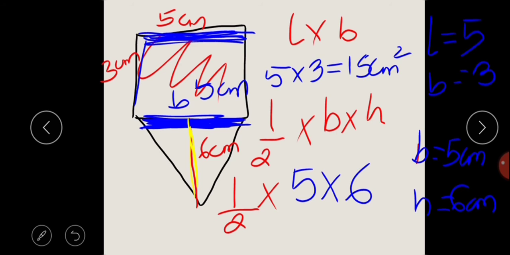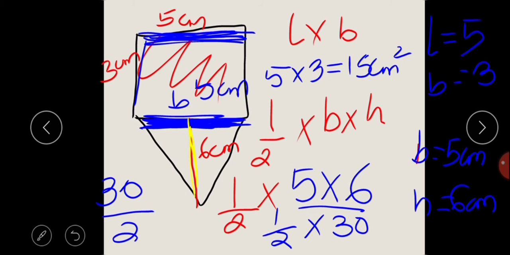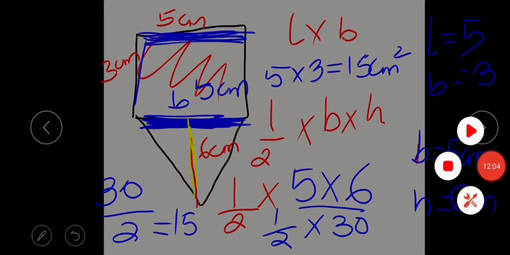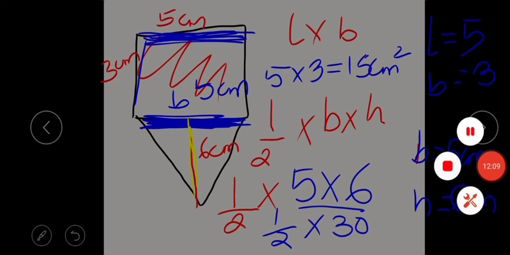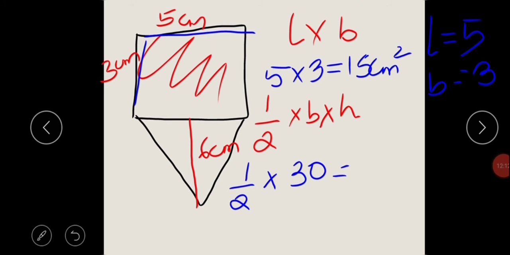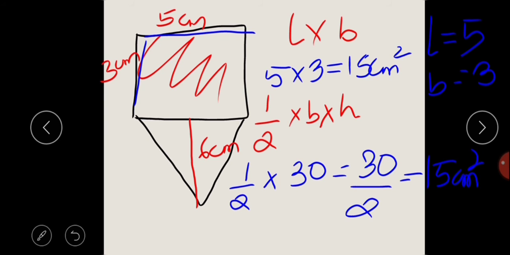So again, half multiplied by 5 times 6, which is 30. We will end up with 30 upon 2, which is equal to 15 centimeters. Let me rewrite it again to make it clear. If you look over here, we got half into 30, so half of 30, 30 upon 2. If I divide 30 upon 2, I'm going to get 15 centimeters square as the area of the triangle.